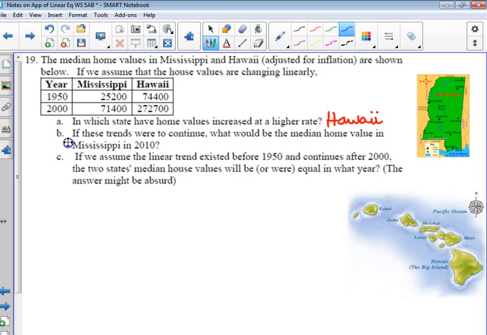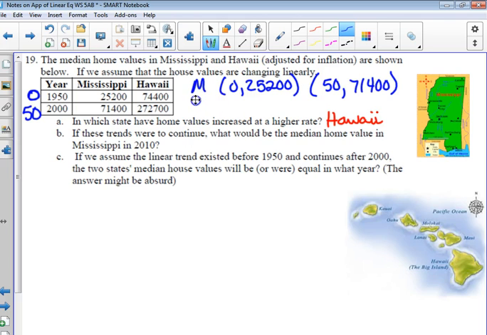All right. I am going to use, do you want to use 1950 or call this year 0? You pick. Actually, it's easier. If we call this year 0, this would be 50 years later, yes? Okay. We're going to write the equations. We're going to find the slopes first. Okay, so for Mississippi, you had 0 and 25,200. And then you had 50 years later, it was 71,400.